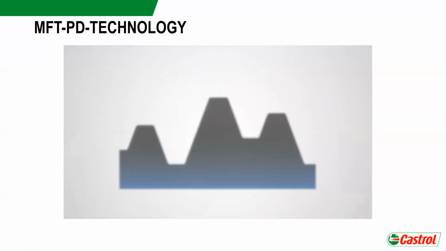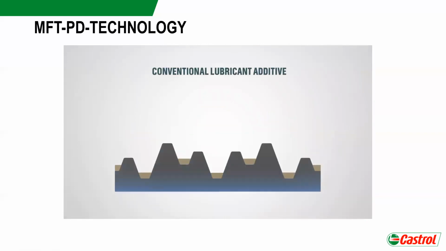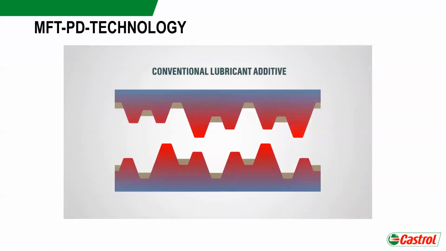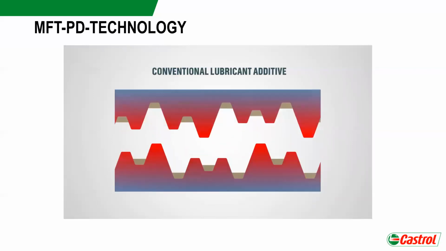To understand why, let's take a closer look at the metal's surface. Under the microscope, even the smoothest finished metal looks like this. With conventional lubricants, a small minority of the surface area supports the entire load. More pressure, more friction, and more damage. Conventional lubricant additives protect these contact points by forming a protective layer. But the top layer is continually worn away and damage still occurs. Fresh additives need to form a new layer and additives get used up. The more damage and pitting there is, the worse the problem gets.